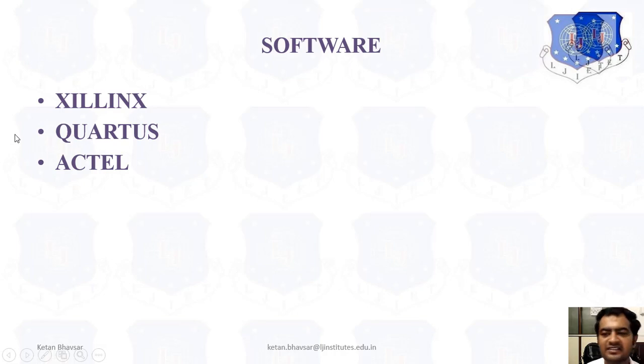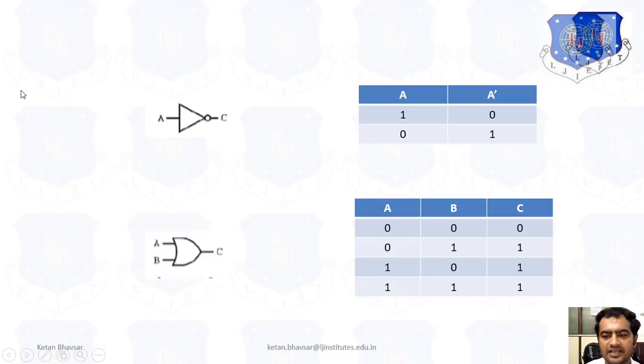So today we discuss QUARTUS and how the QUARTUS software actually works, how we can write the code using a VHDL module, and how you can simulate and synthesize it, so we can see in depth. But first we see the different types of gates that we have.